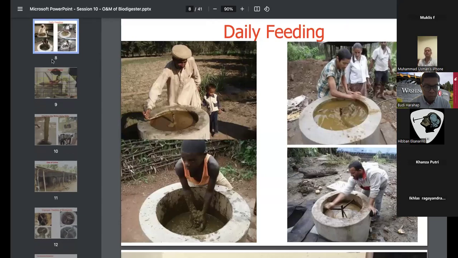The second mistake they make is that they are not feeding properly. During that project we did a survey, and in most of the plants which failed, the farmers were not feeding them on a daily basis. For example, if they have a marriage function or some other function, they go to the function and do not take care of the biogas plants. But bacteria are very sensitive. They need feed material on a daily basis. If you are not feeding it daily, it will destroy the biogas plant.